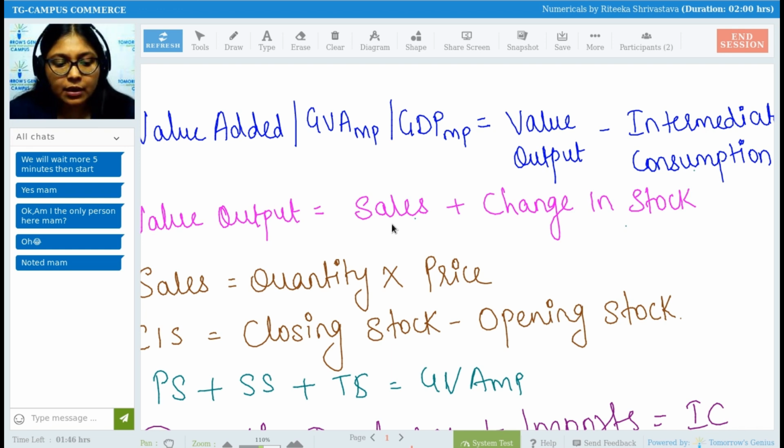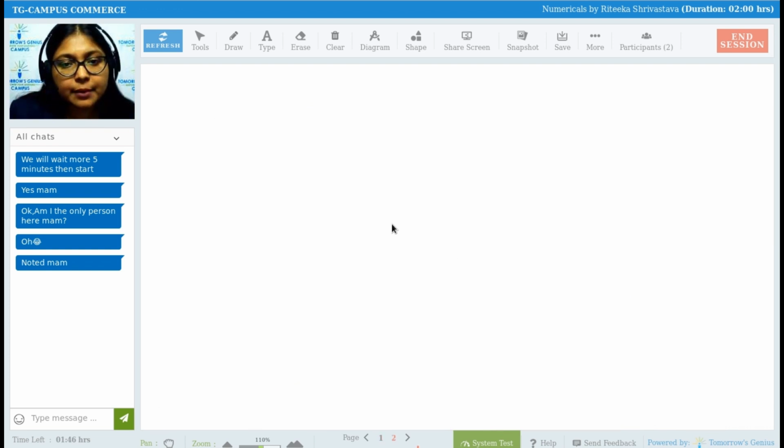Done. So we'll move towards our next method, which we saw was the income method. Okay, the next method was the income method. So first of all, what is the aggregate of the income method? NDP at FC. This is the aggregate of the income method.